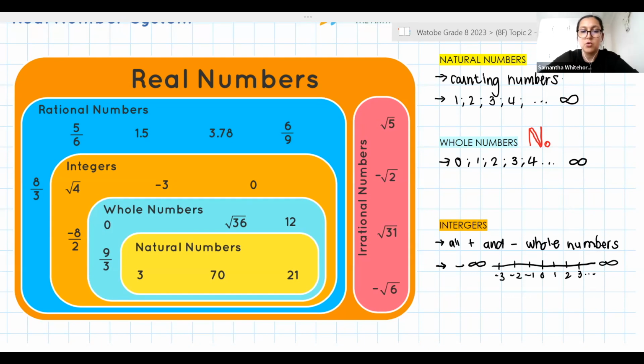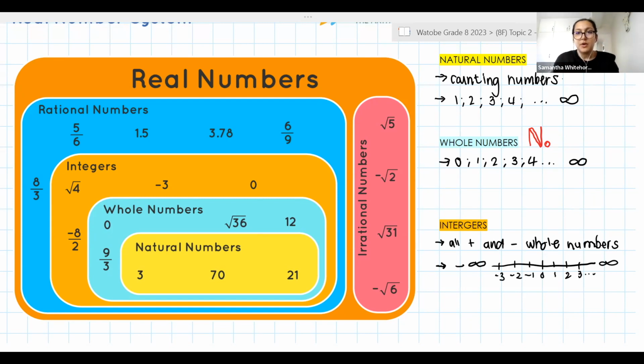Okay. Your whole numbers are almost exactly the same, except now they include 0. So now it's 0, 1, 2, 3, 4, 5, and so on. Those are the numbers that we're going to focus a lot on in this course, the numbers from 0 to infinity. No fractions, no decimals, no negatives. We're going to just focus on positive whole numbers.